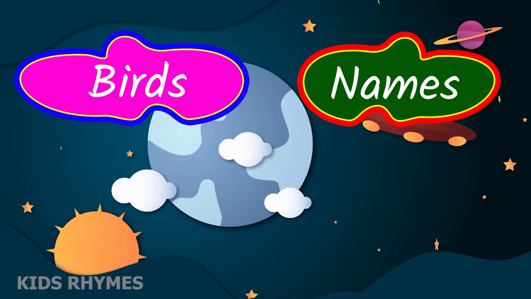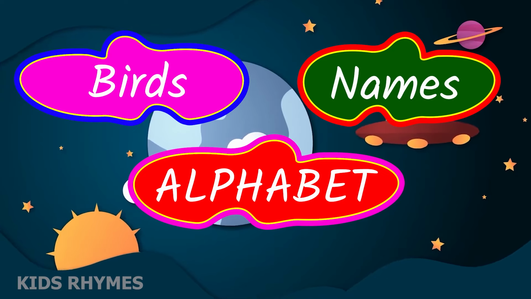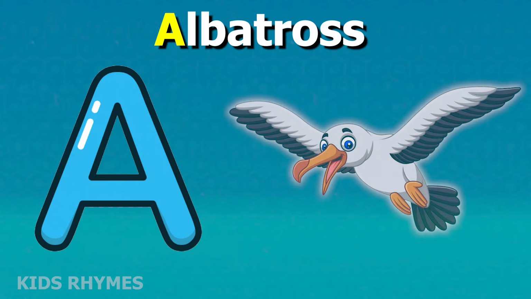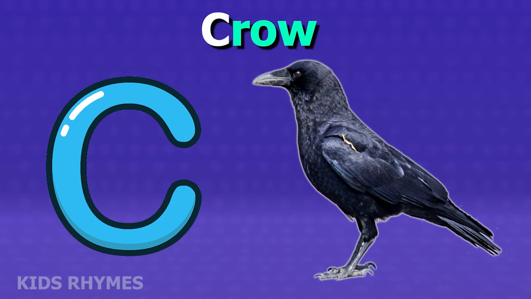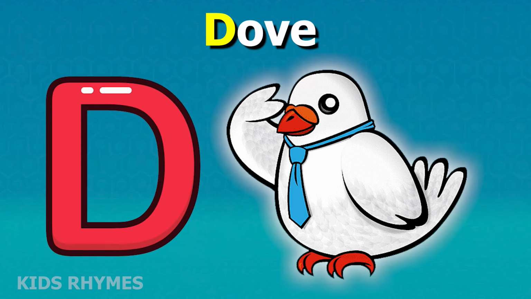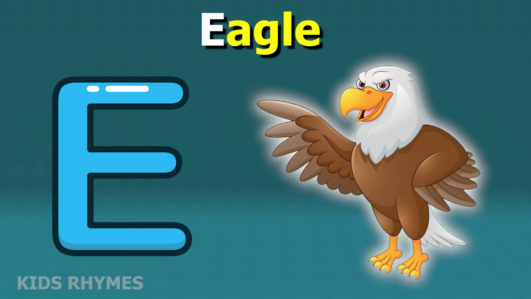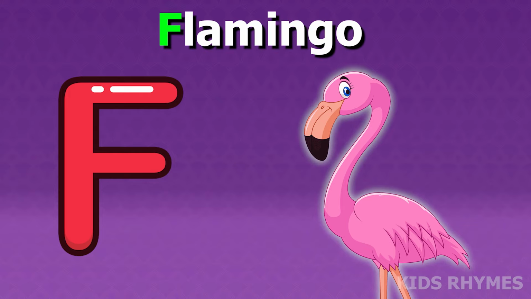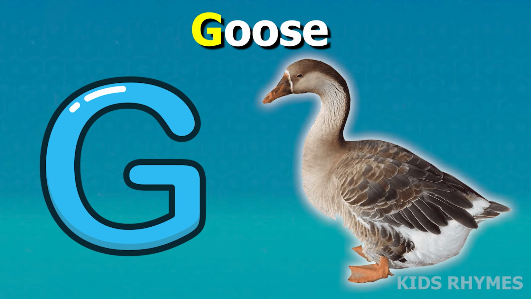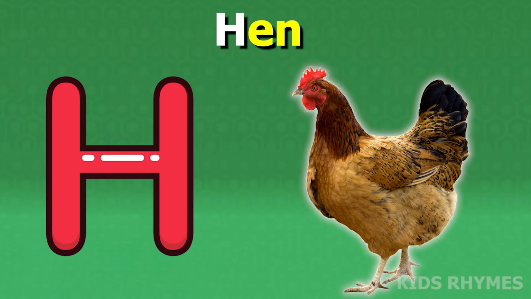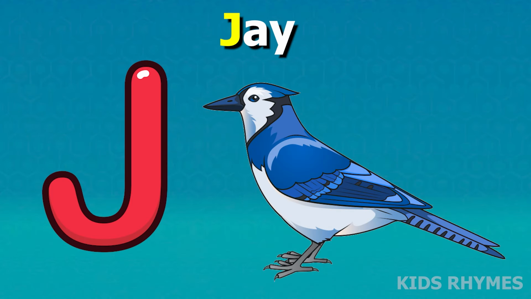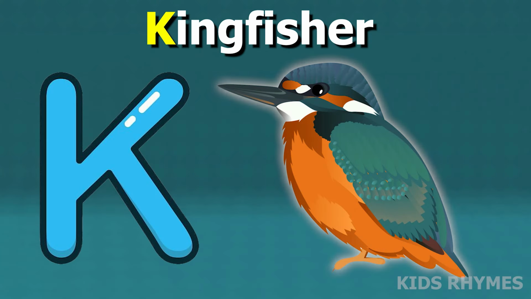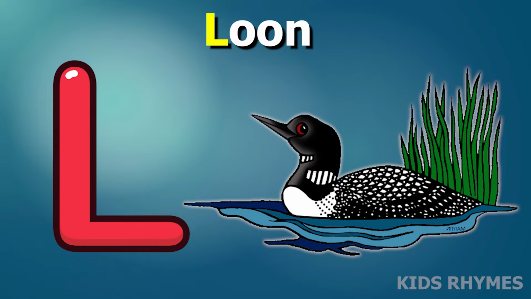Bird's name according to alphabet. A for albatross, B for blue jay, C for crow, D for dove. E for eagle, F for flamingo, G for goose, H for hen, I for ivy eagle, J for jay, K for kingfisher, L for loon.